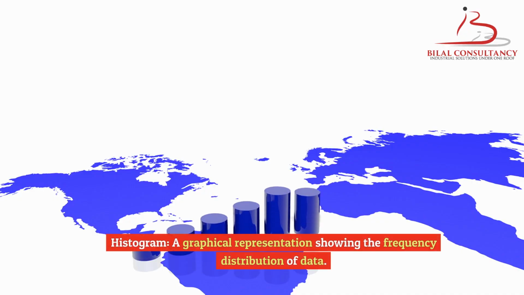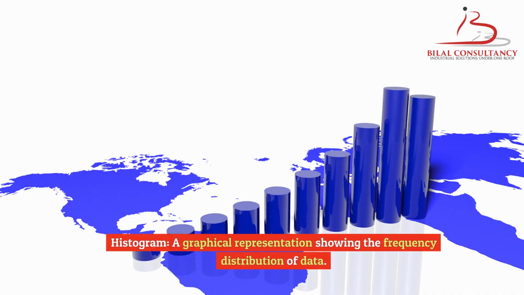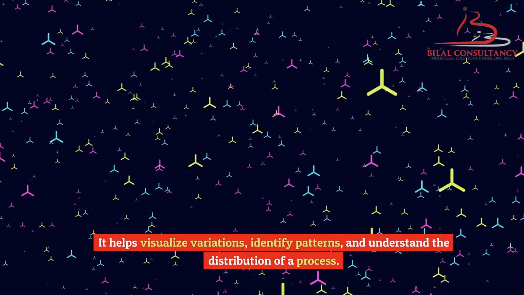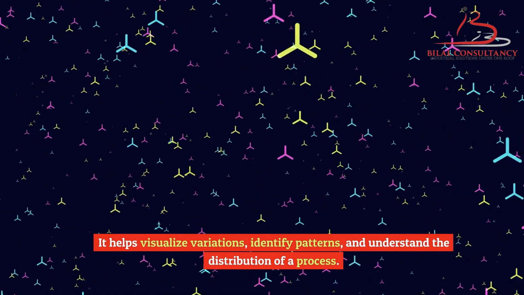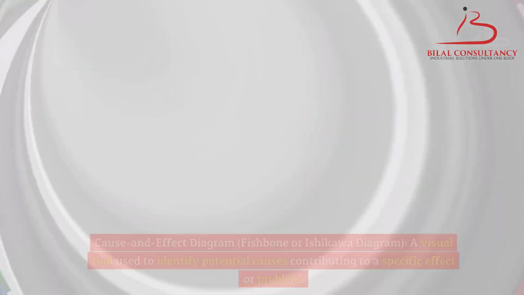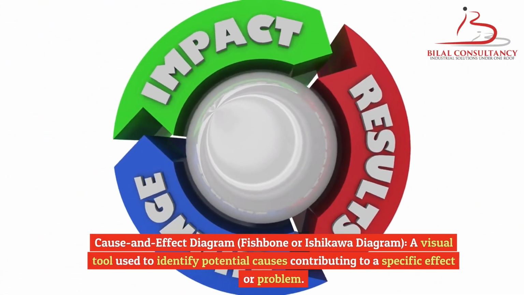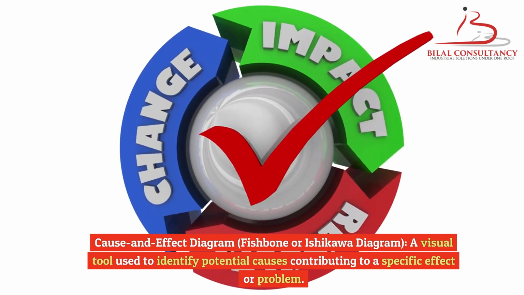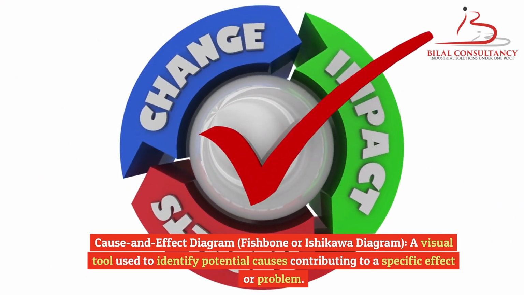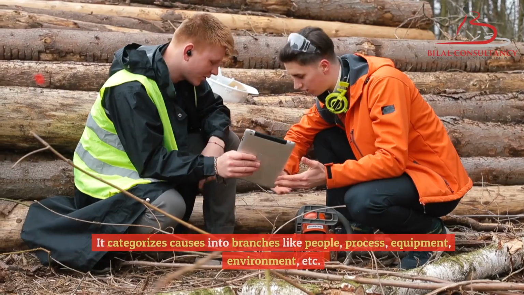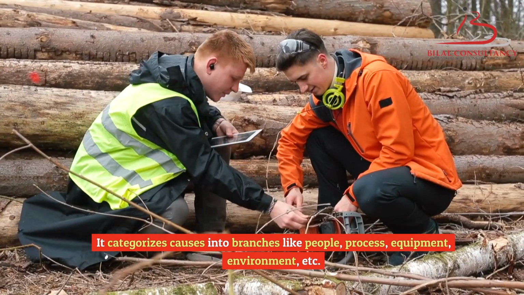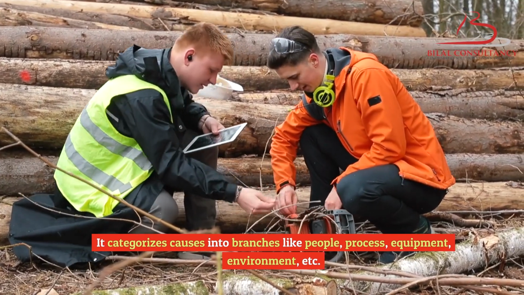Histogram, a graphical representation showing the frequency distribution of data. It helps visualize variations, identify patterns, and understand the distribution of a process. Cause and effect diagram, fishbone or Ishikawa diagram, a visual tool used to identify potential causes contributing to a specific effect or problem. It categorizes causes into branches like people, process, equipment, environment, etc.